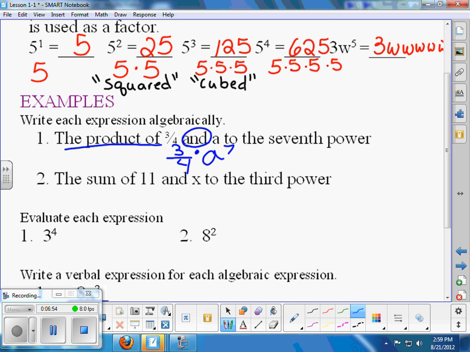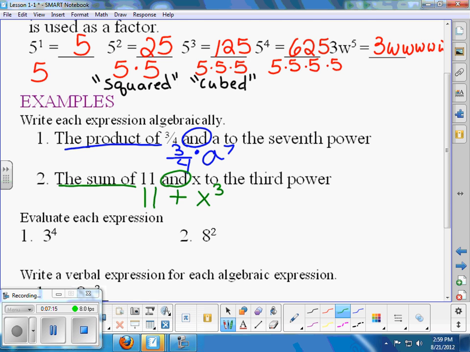Number 2, the sum of 11 and x to the 3rd power. Along the same lines, we know the sum of means addition. The word and tells us where that addition sign should go. The sum of 11 and x to the 3rd power.